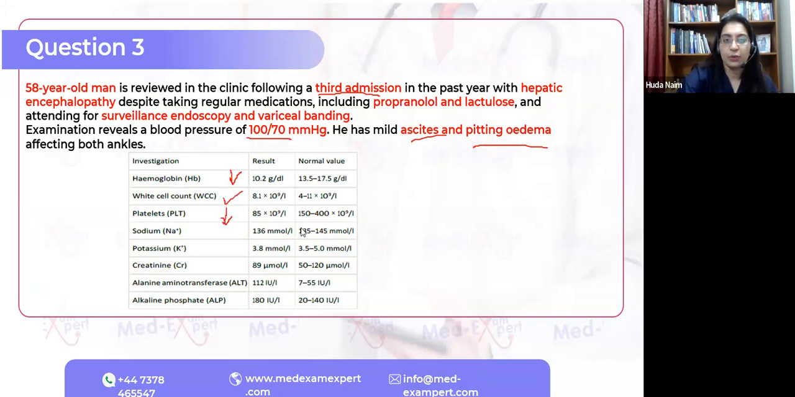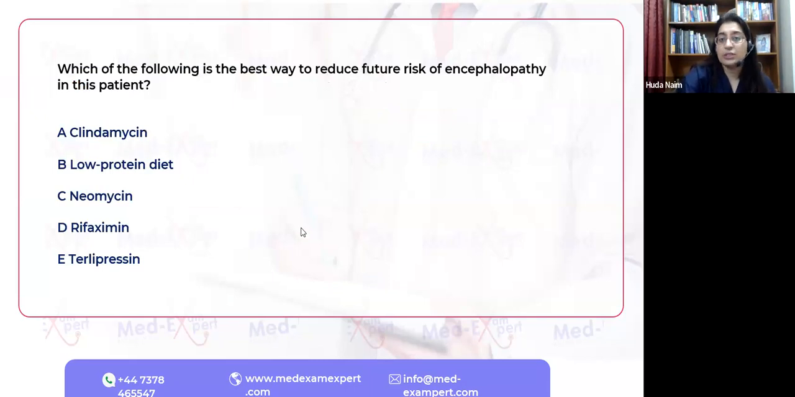The sodium is normal. The potassium is normal. The creatinine is fine. The ALT is raised, so you have a raised alanine aminotransferase and you have a raised alkaline phosphatase as well. So you see that all of the LFTs are deranged. You have low platelets and the patient also has anemia. Now, what do they want you to know? Which is the best way to reduce the further future risk of encephalopathy in this patient? What would you like to add to their treatment regimen?